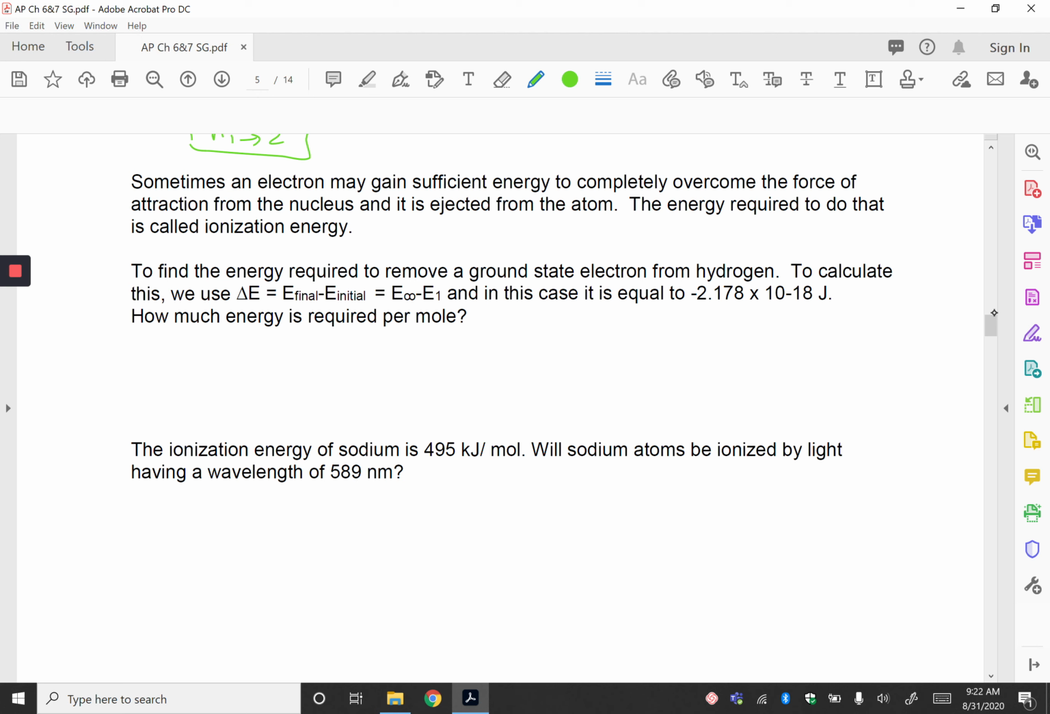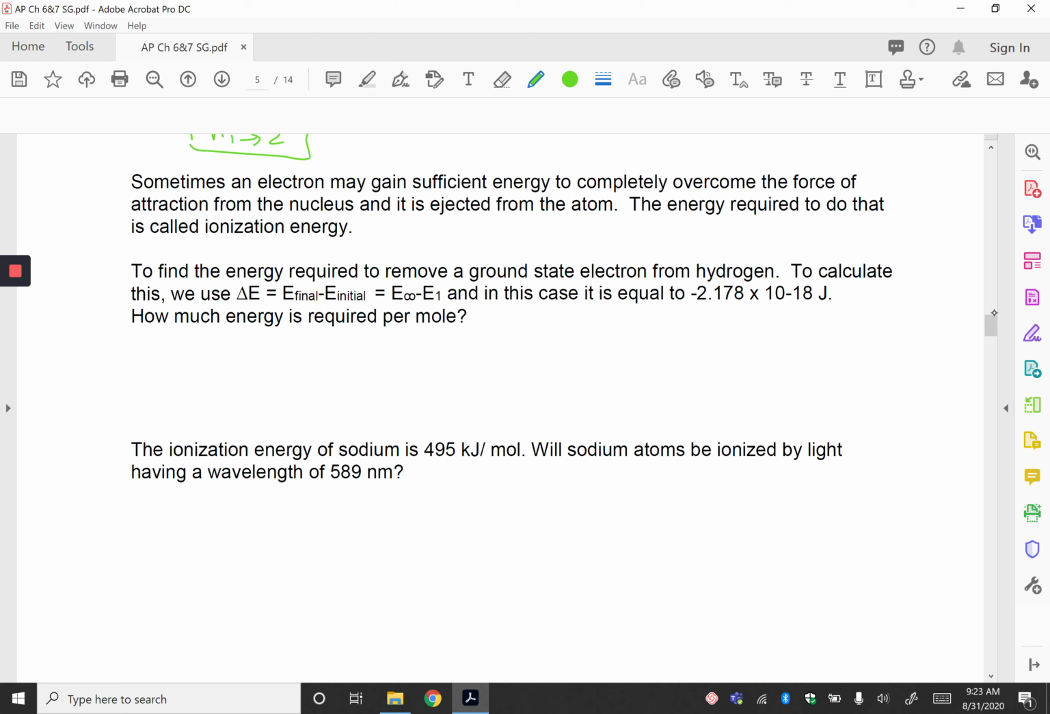Well, the initial for hydrogen, remember hydrogen only has one electron in the 1s, right, in the first energy level. So that initial energy level is energy level number 1. If we are trying to remove it completely from the atom, that means we're taking it to an infinite energy level, right? We're just removing it completely out. And so that would be infinity. And when we do that calculation, which again, you do not need to do on the exam, it turns out that we would need 2.178 times 10 to the negative 18th of a joule in order to do that.